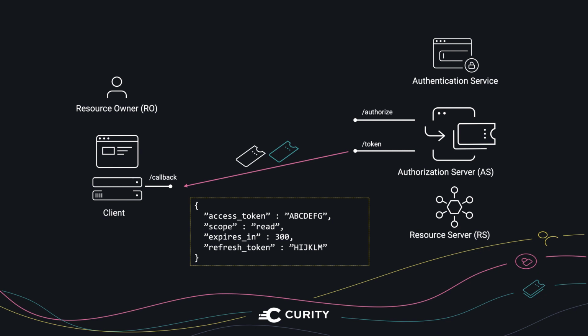It also tells us in this response the scope, what was issued. I requested the read scope, but it's not necessarily so that's what I got. Maybe the authorization server decided something else. So it will tell us, what scope did you get? And it will also tell us how long this access token is valid for. So expires in is for the access token. It expires in 300 seconds, 5 minutes.